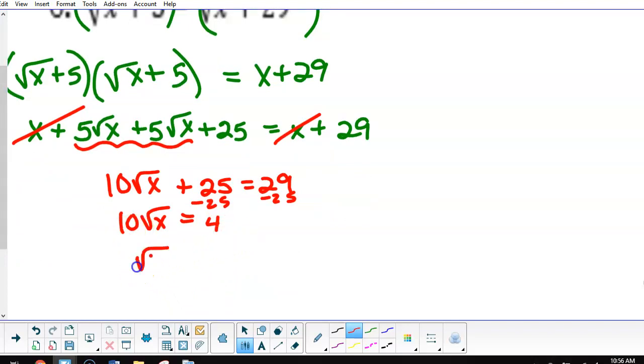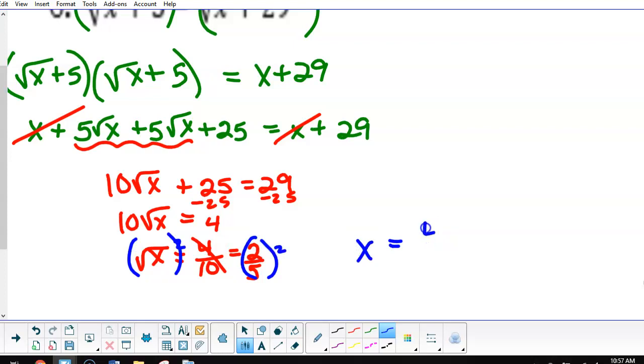Divide by 10, or you could square it right there. I would have divided by 10. And then we have to square both sides again. We could reduce this first. It's going to reduce eventually, right? 4/10 is 2/5. If we square both sides, we get x equals what? 4/25. If we had squared it here, we would have had 16 over 100. But guess what that reduces to?